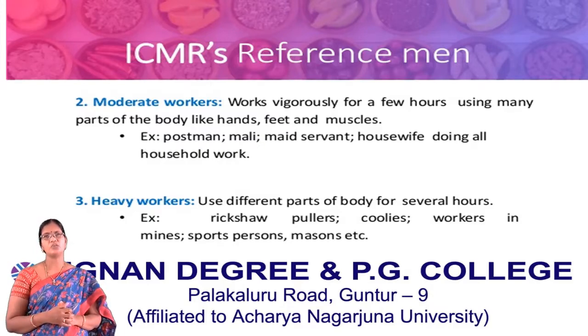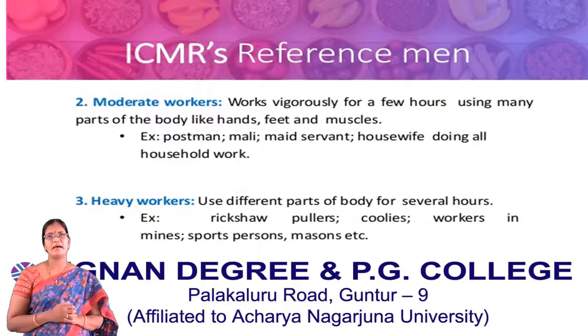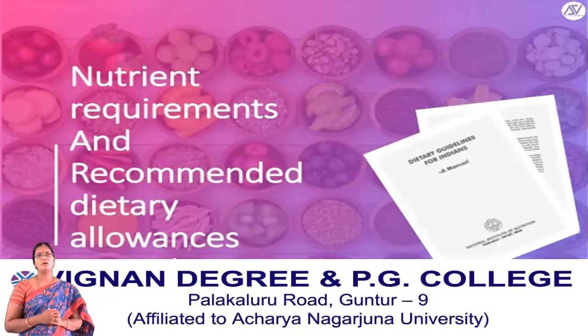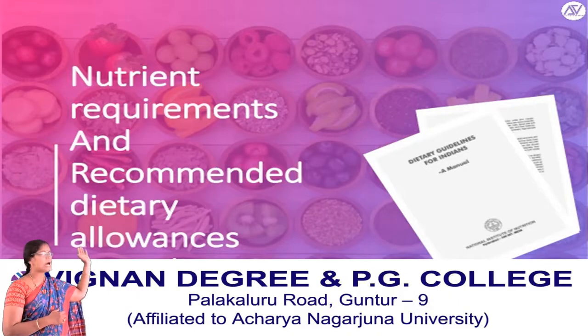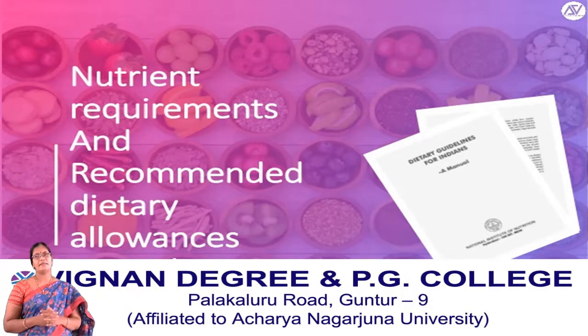So heavy workers use different parts of the body for several levels. For example, rickshaw pullers, coolies, persons who work in mines, sportsmen, masons, etc. will come under heavy workers. Now we will see the nutrient requirements and RDA values for Indians based on the category.